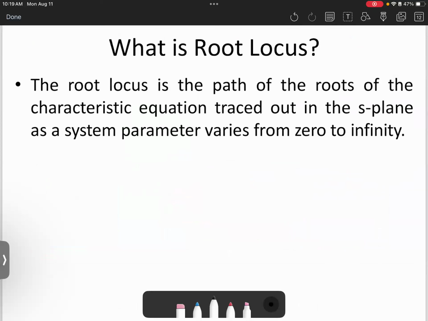So the root locus is the path of the roots of the characteristic equation, or the path of the closed loop poles, traced out in the S plane as a system parameter varies from 0 to infinity. Again, keep in mind, we will assume k varies between 0 and infinity. Then we would like to see whether the system can be unstable, whether the poles can move to the right half plane or not. That's also what we will discuss in root locus.